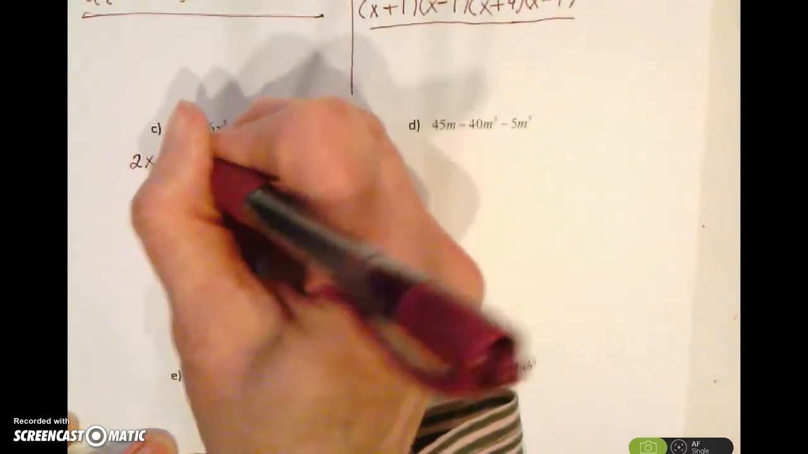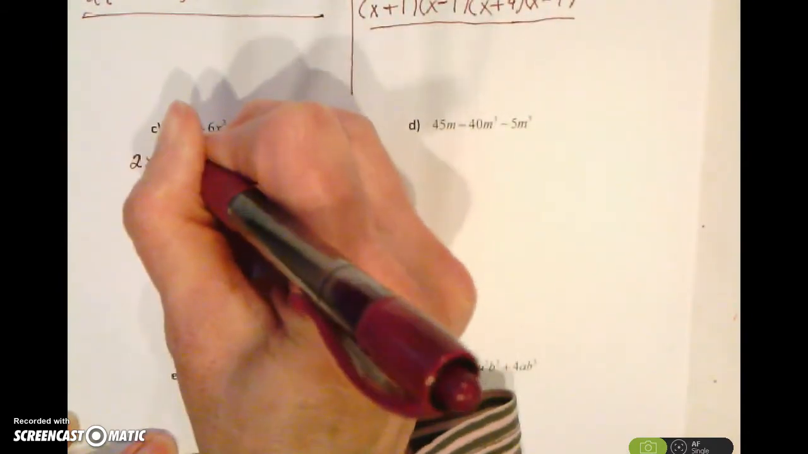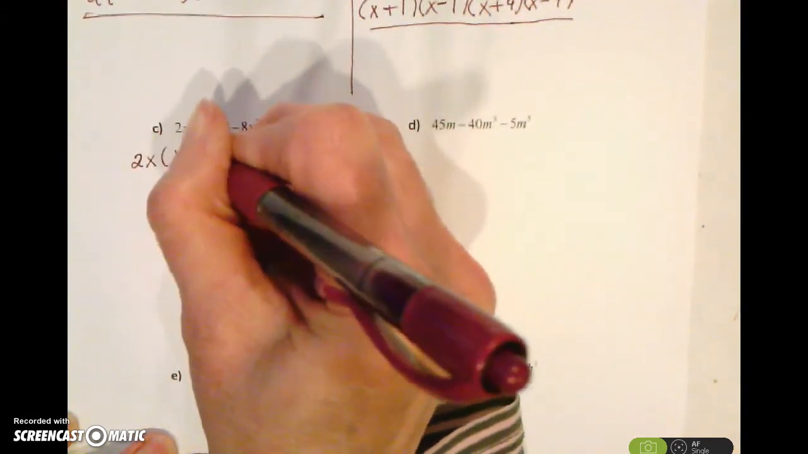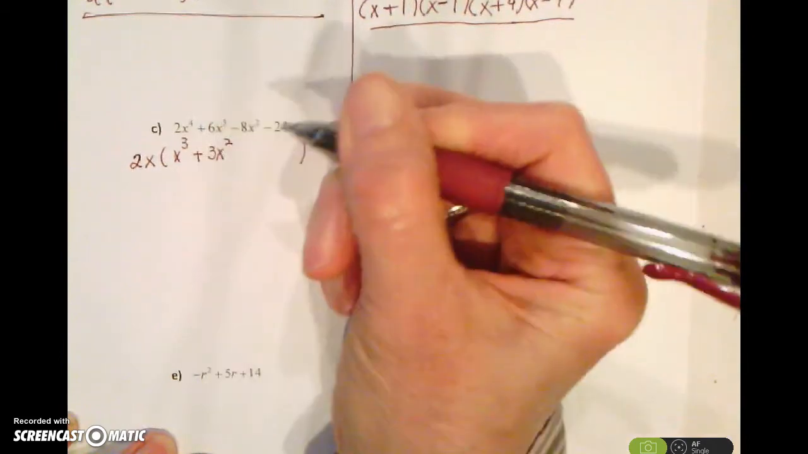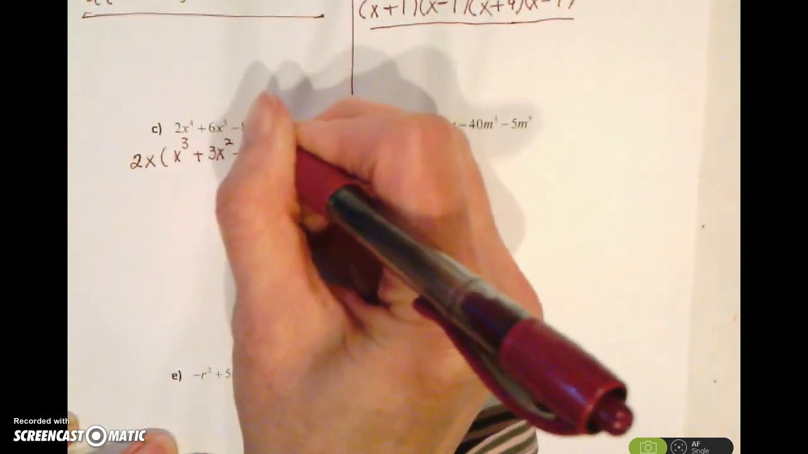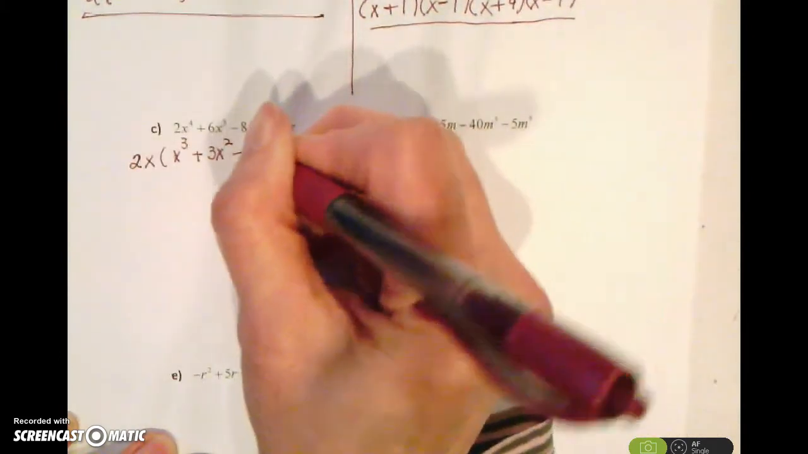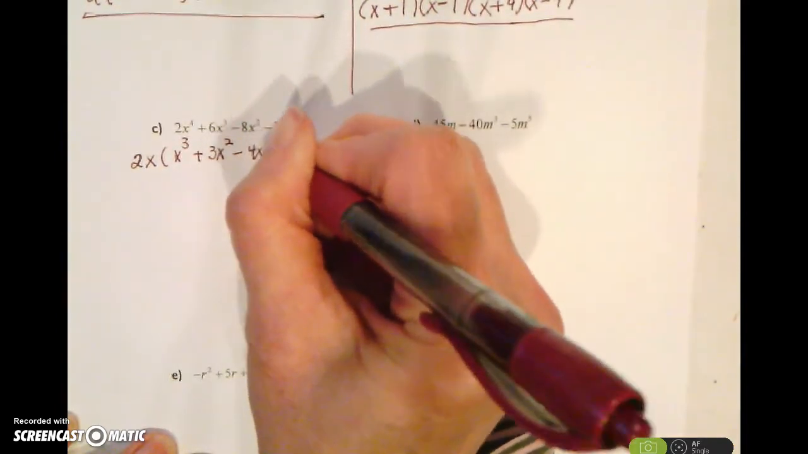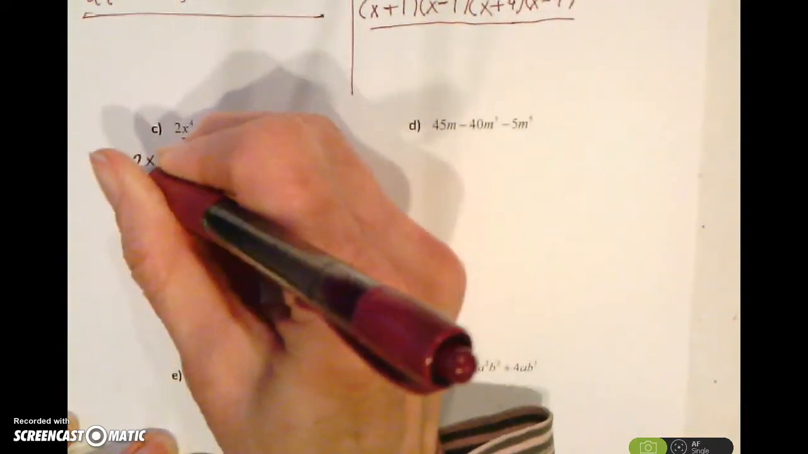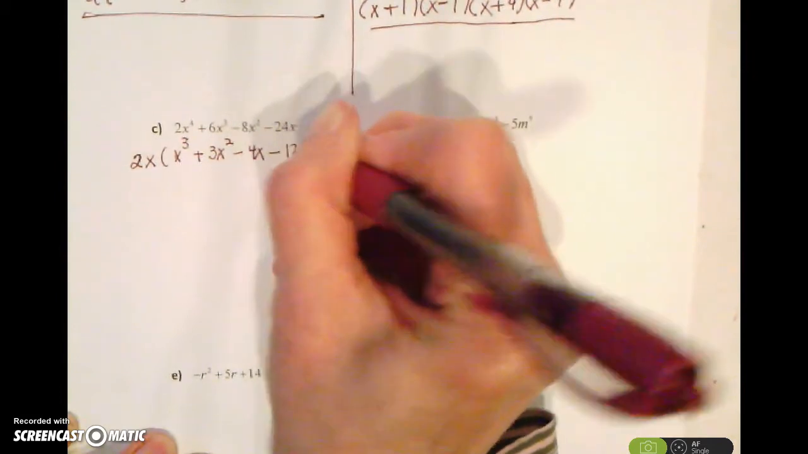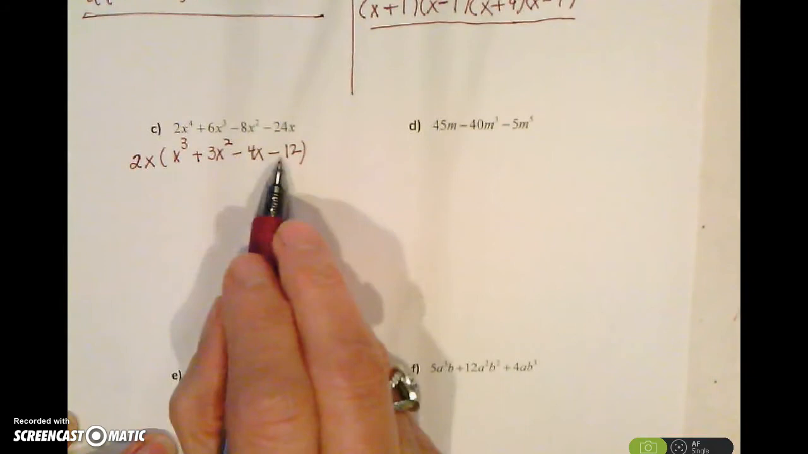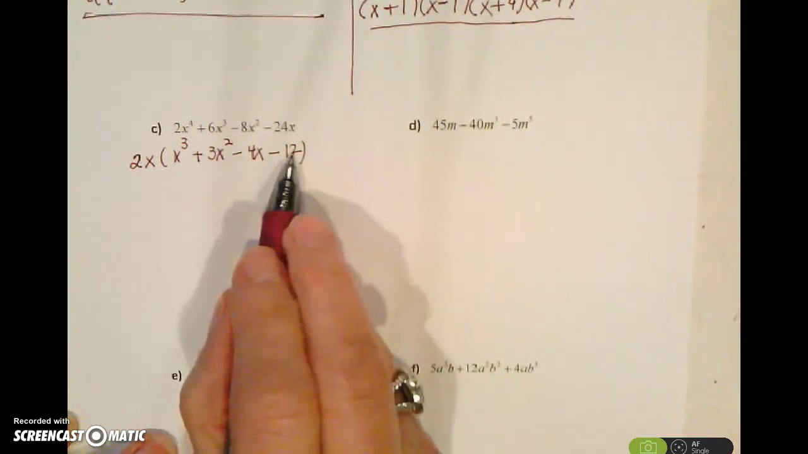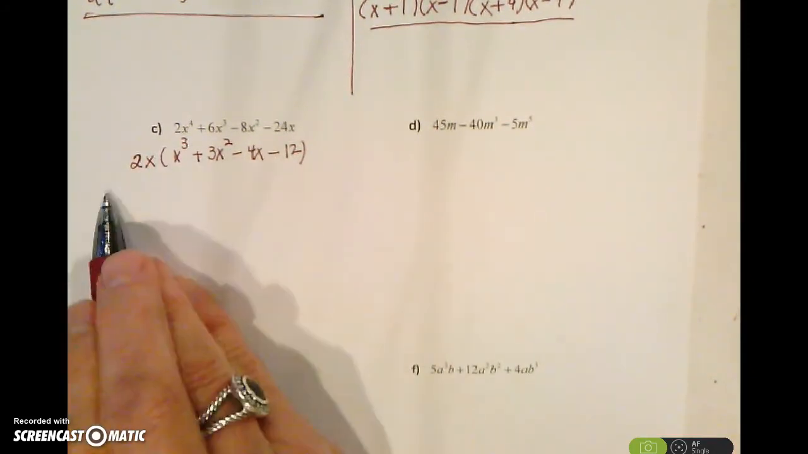And that's going to leave me with then 2x to the fourth over 2x is x to the third plus 3x to the second minus 8x squared over 2x. That's going to be 4x minus 24x divided by 2x is 12. All right, so I'm going to just take a quick look. It looks like that's factored. There are no numbers or variables, so I'll continue to go in that.